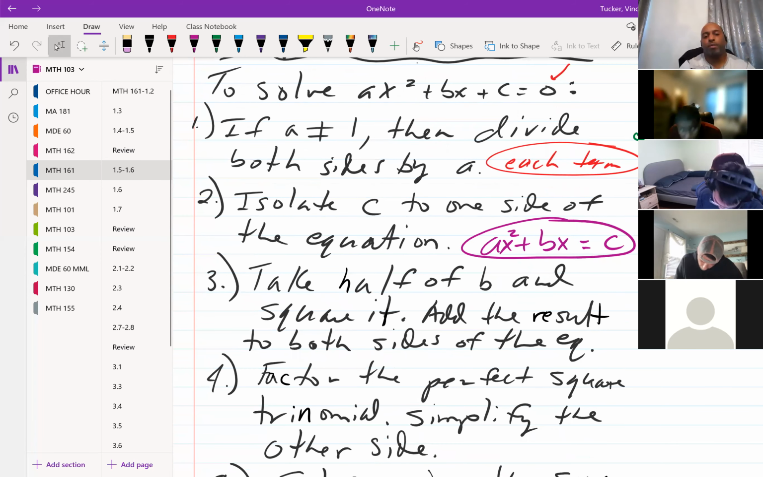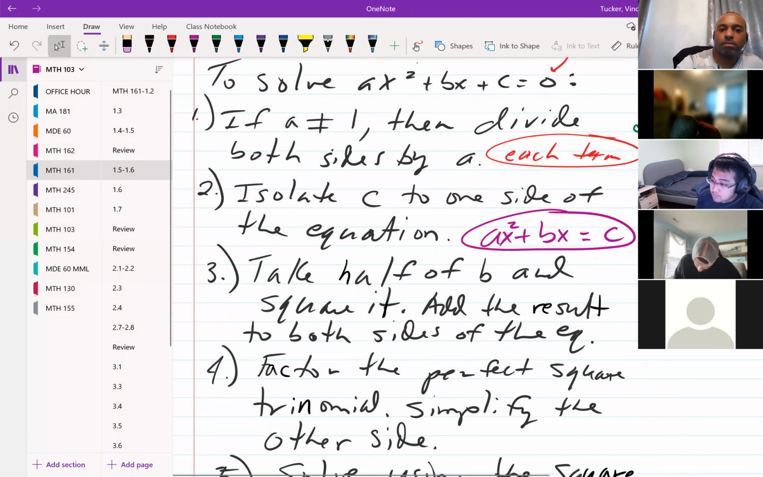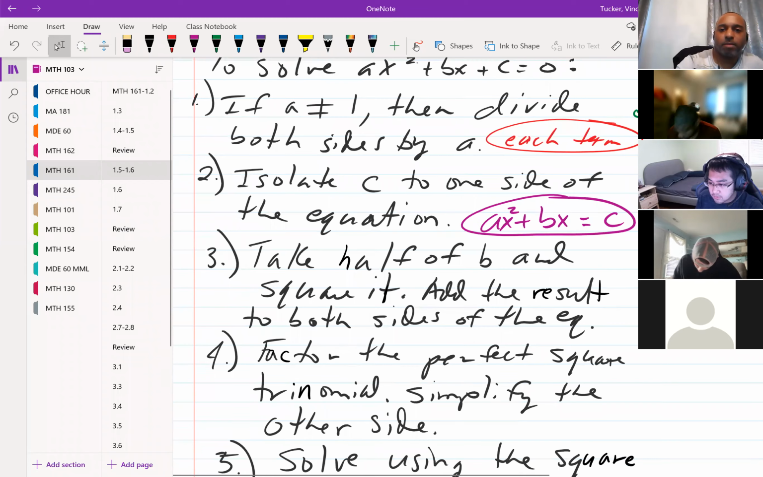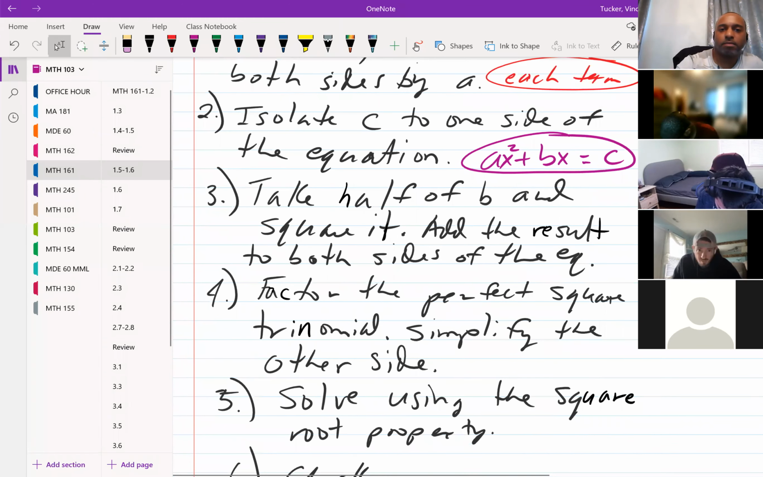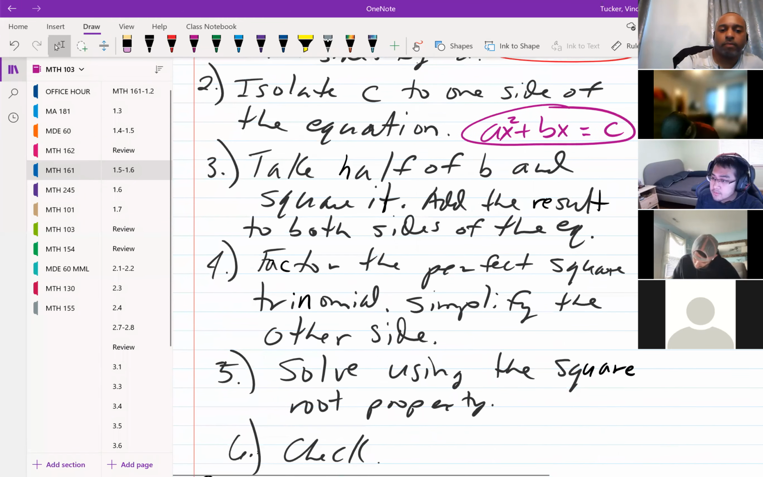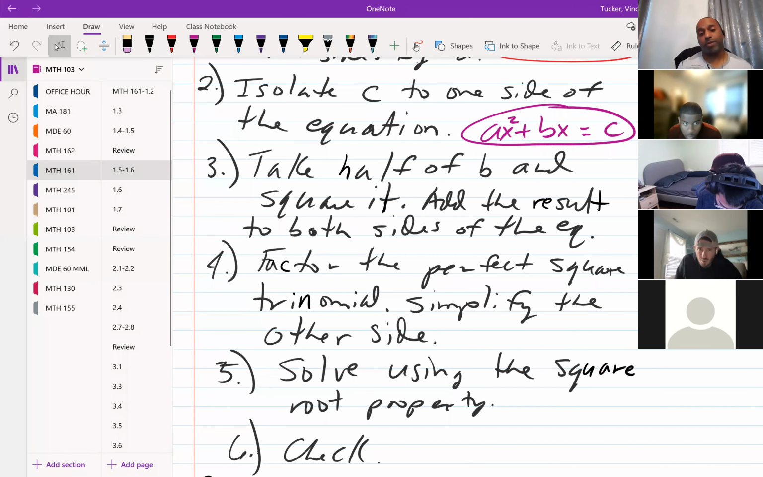Step 4, we're going to factor the perfect square trinomial and simplify the other side. Then solve the square root using the square root property, which is what we just did. And then step 6, your final step is always to check, whether you decide to do so or not. Of course, it's up to you.